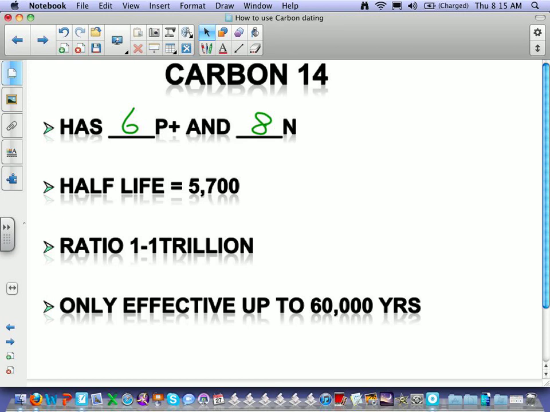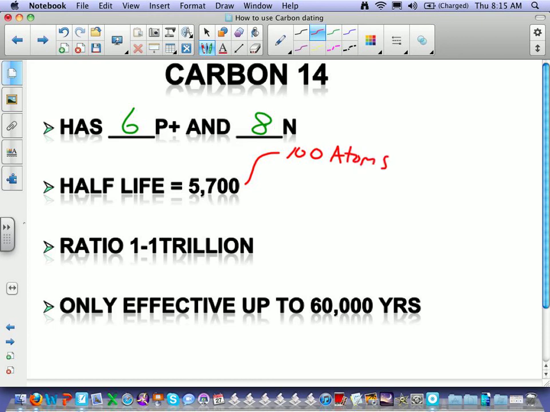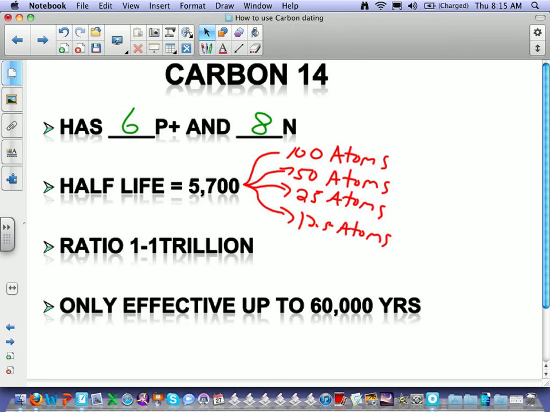Its half-life is about 5,700 years. So if the half-life is about 5,700 years, and you start with 100 atoms, after 5,700 years, you would have 50 atoms. But after another 5,700 years, you'd have 25 atoms. And after another 5,700 years, you'd have about 12 and a half atoms, if we could really have atoms. What if we started off with 100 grams? Well, after 5,700 years, you'd have 50 grams, and after another 5,700 years, you'd have 25 grams.